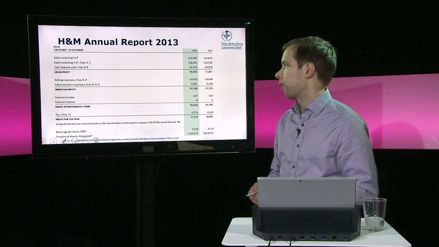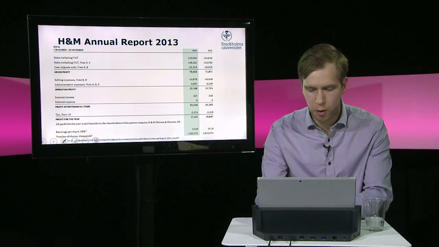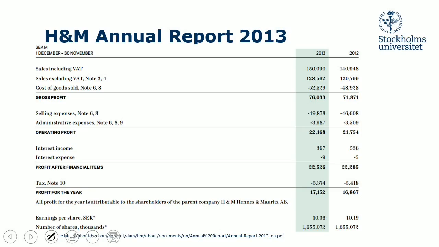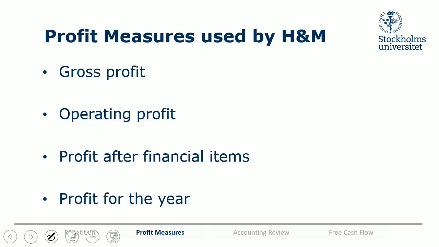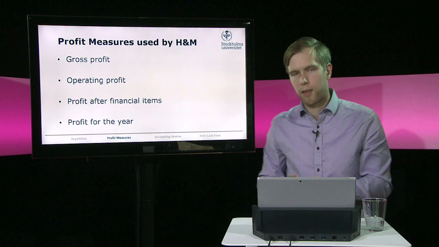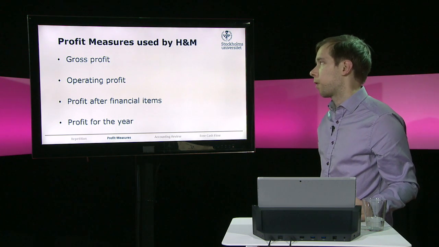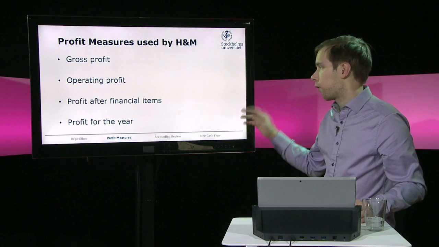Okay, so this time we're going to look at an annual report to start with. So this is an annual report from H&M for 2013. And we start by focusing here on different profit terms. So we have something called gross profit, we have something called operating profit, we have something called profit after financial items, and then, at the end, profit for the year. So basically these are the four profit measures used by H&M, and they are fairly common, I think.